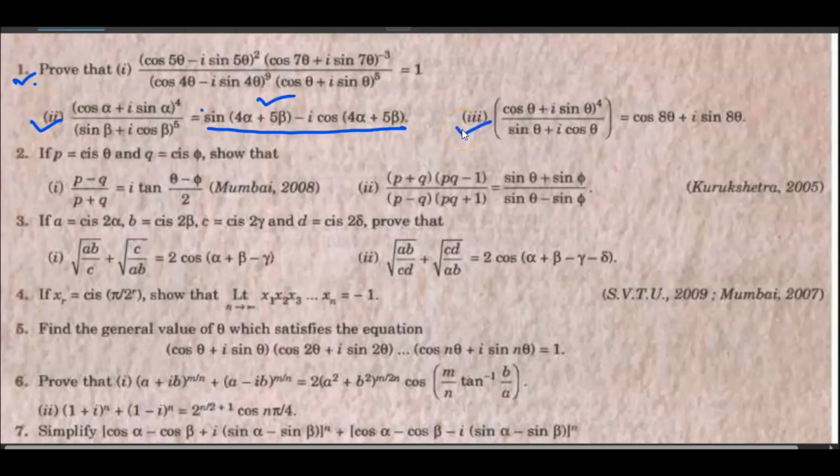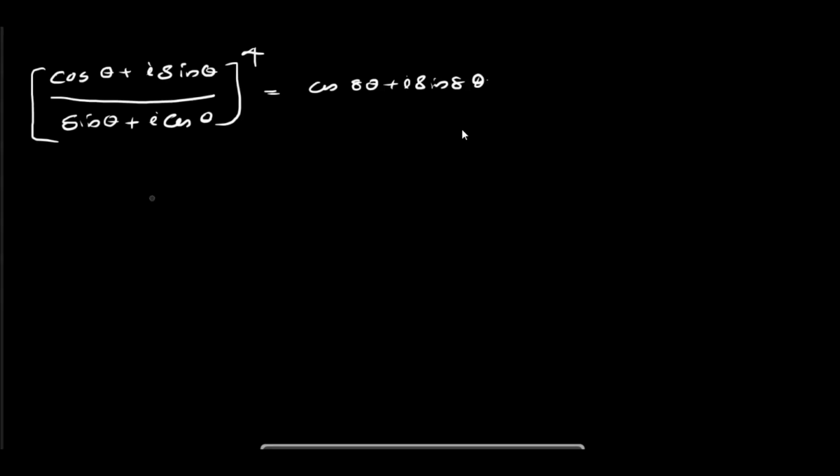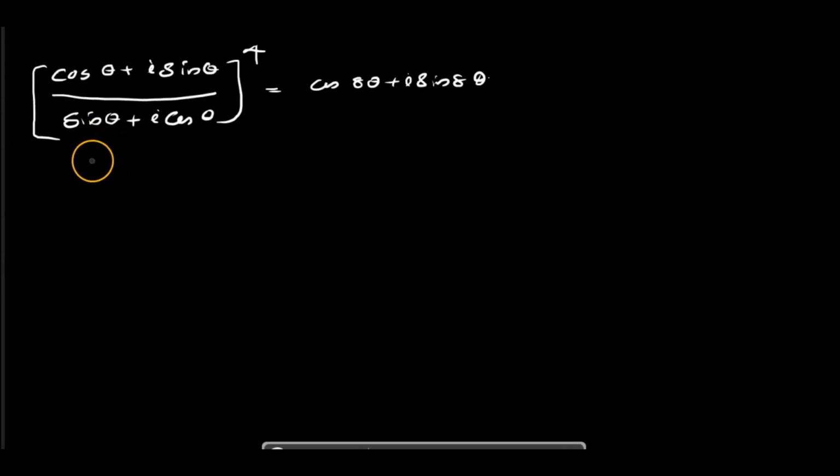Third question: cos theta plus i sin theta all power 4 divided by sin theta plus i cos theta is equal to cos 8 theta plus i sin 8 theta. I think the 4 is misplaced. So this is the question. Now by the property, cos theta plus i sin theta all power 4, we can write it as cos 4 theta plus i sin 4 theta.